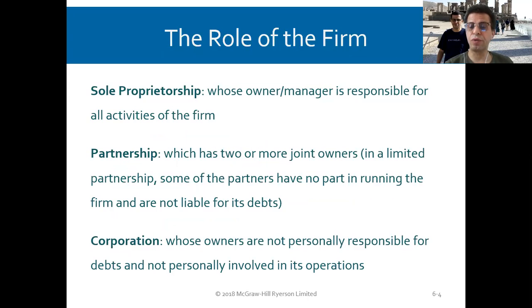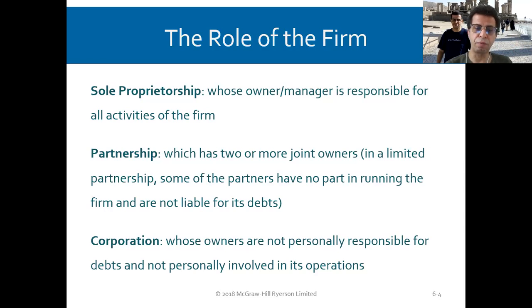So there are different types of companies. In general, there is the sole proprietorship, whose owner or manager is responsible for all the activities of the firm. If the firm makes a profit, it's going to be his profit. If he has a loss, he has to pay for the debt.